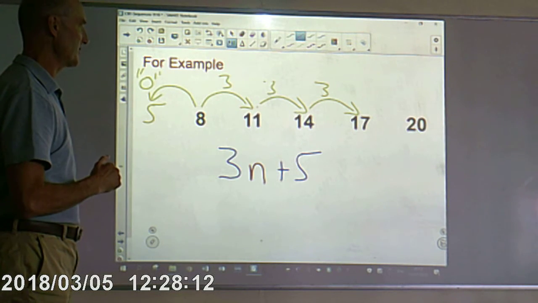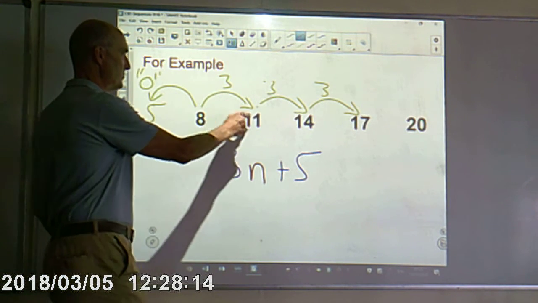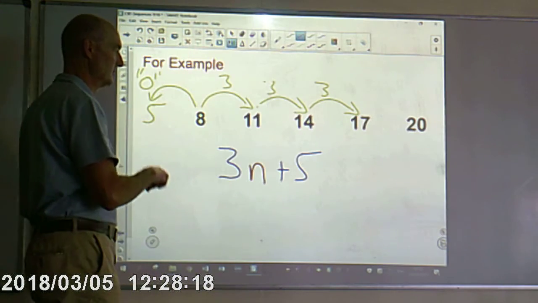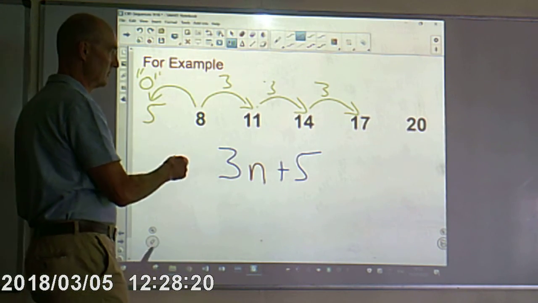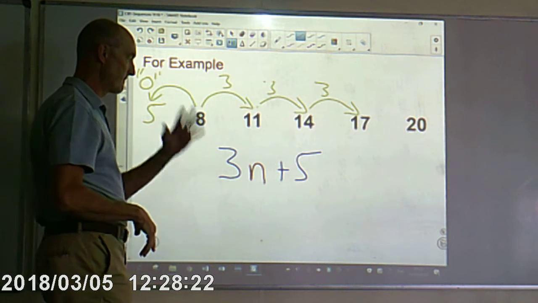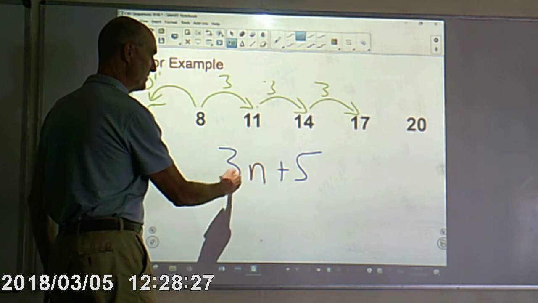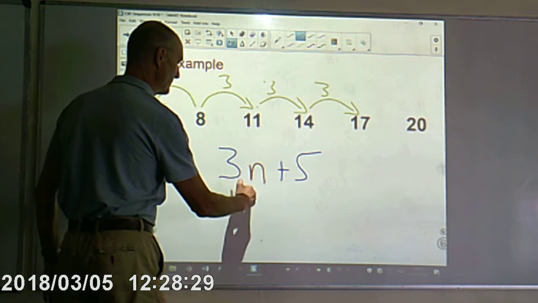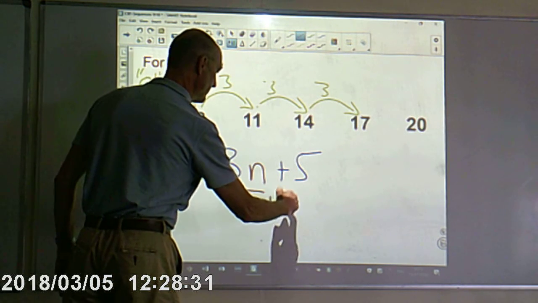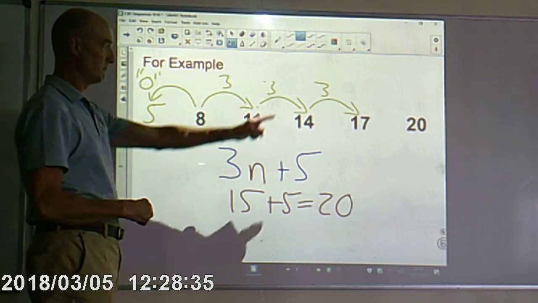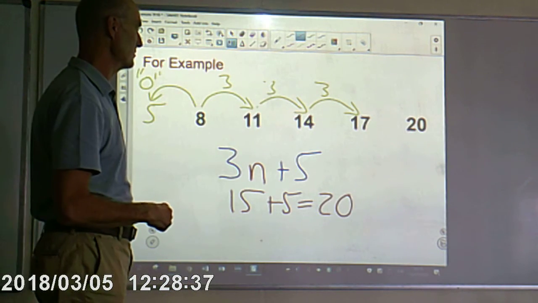So let's just check and see if that works. First term, second term, third term, fourth term, fifth term. My fifth term is 20. Now let's see if that works. So fifth term. Instead of my n, I put in a 5. 3 times 5 is 15. Plus 5 equals 20. My fifth term, which is what I've got in my sequence.